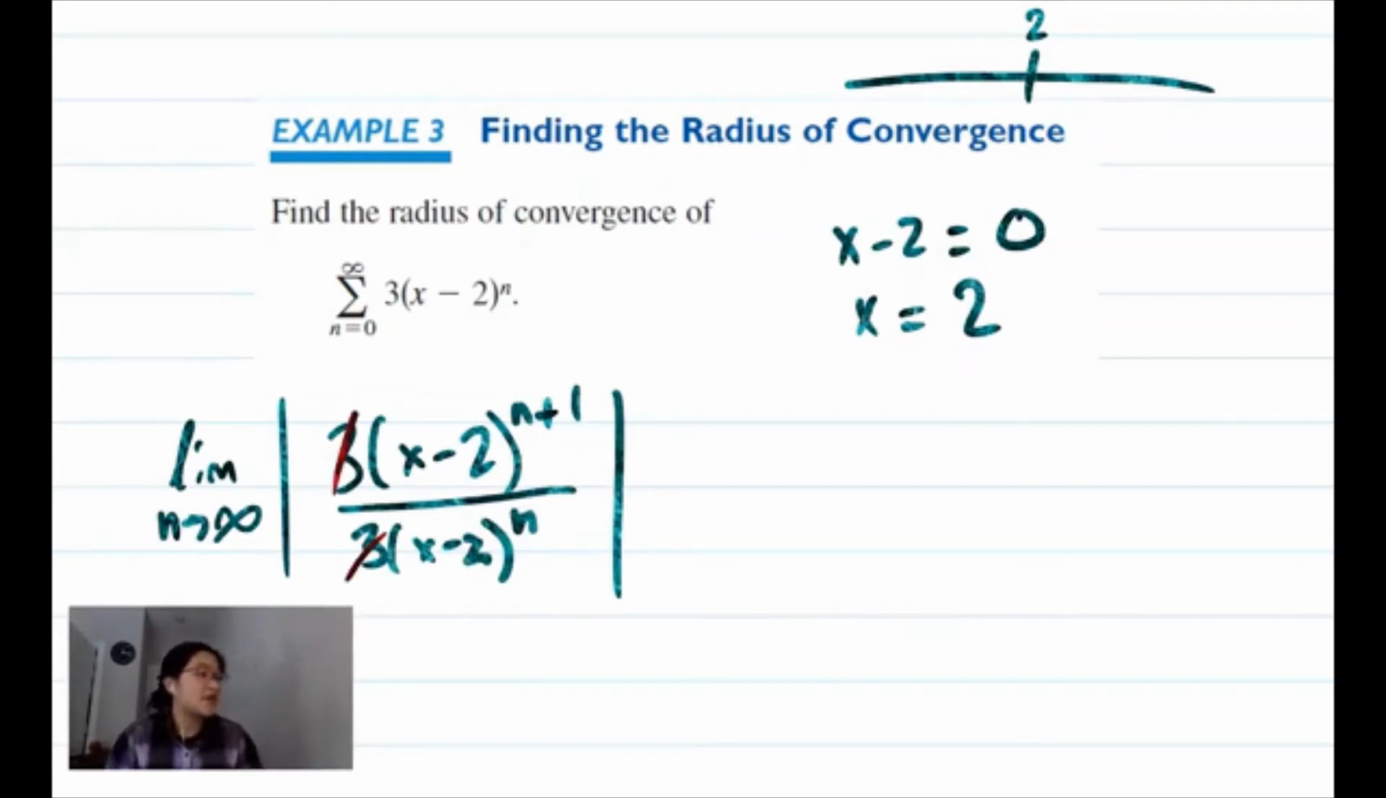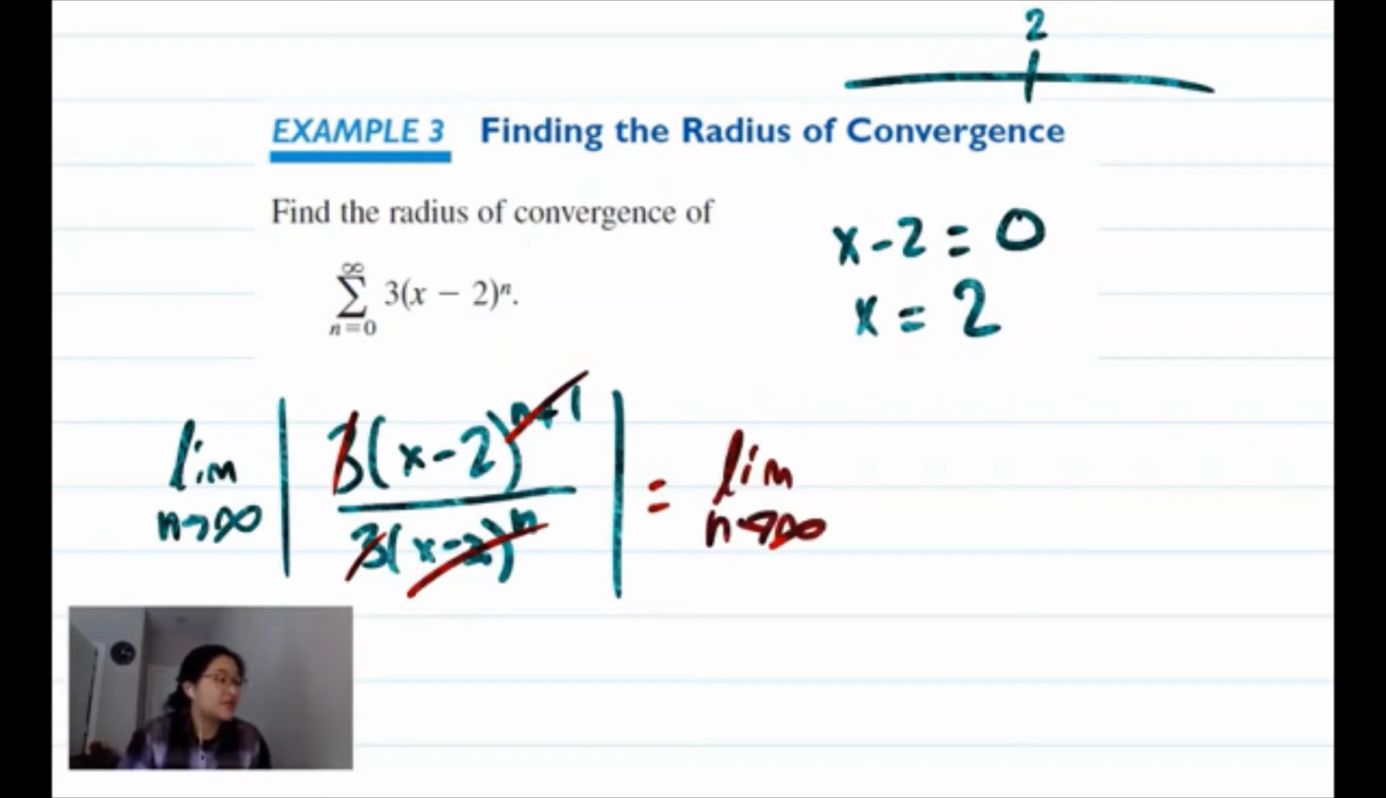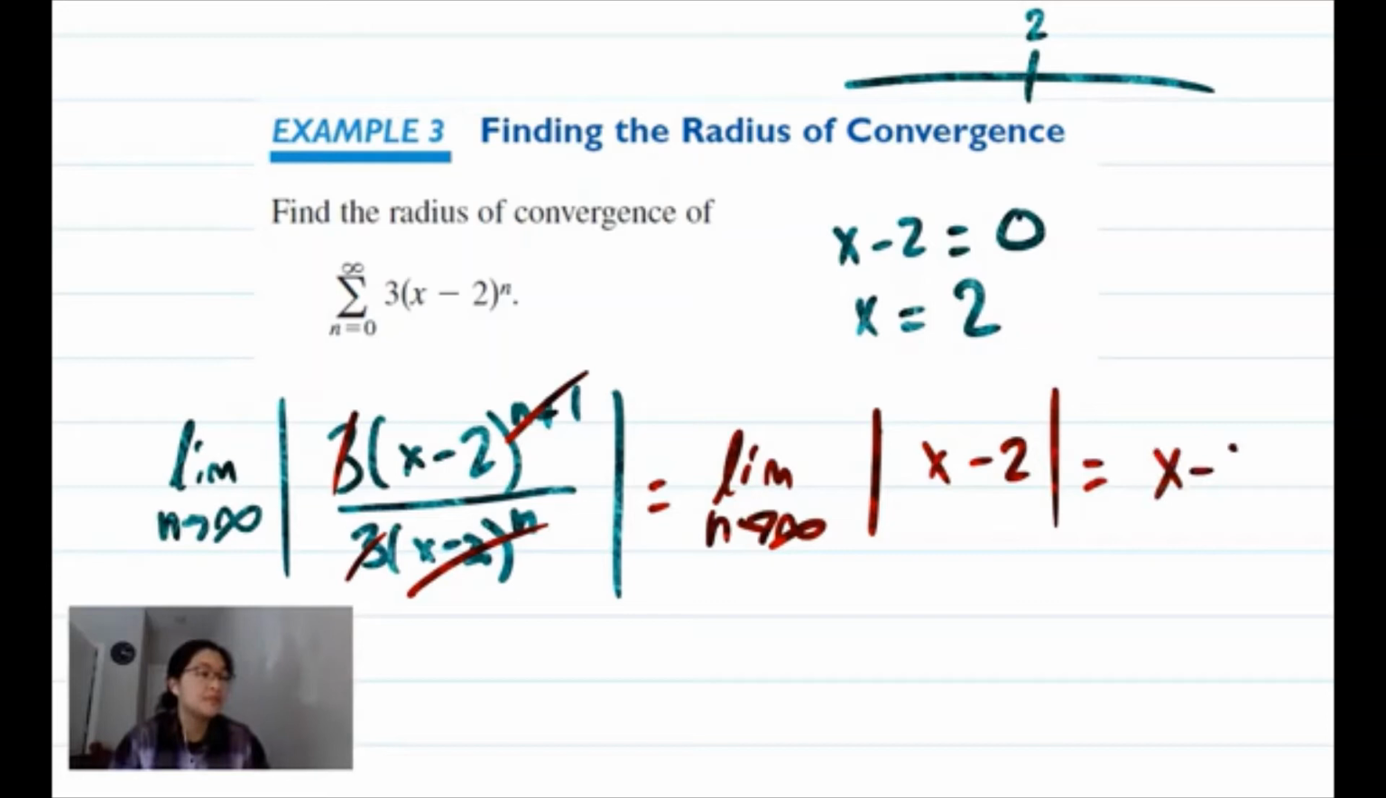And then the x minus 2 to the n plus 1 over x minus 2 to the n just gives us x minus 2 in the numerator. So that means we're left with the limit as n approaches infinity of the absolute value of x minus 2. Are there any n's here? No, there are not. So we actually get more information here, because that absolute value of x minus 2 is what this limit is.